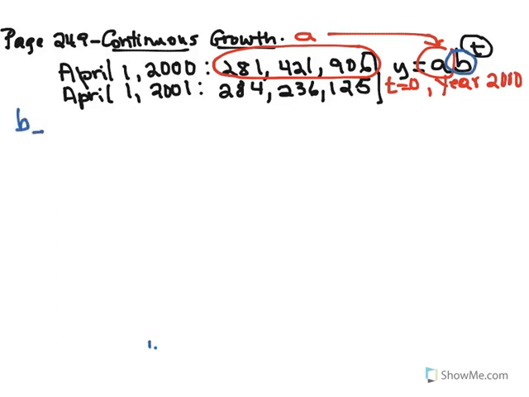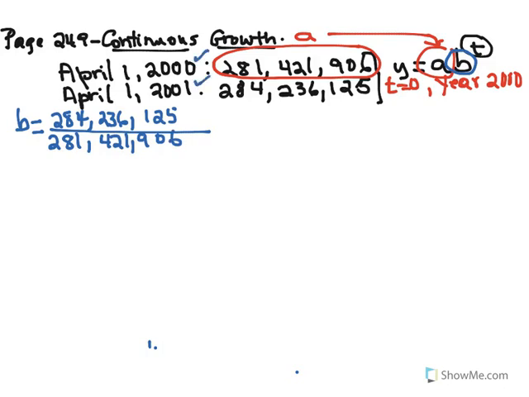Now, remember that b is your annual growth factor, and b is represented by the ratio of outputs connected to consecutive inputs. So if I divide the population in the year 2001 by the population in the year 2000, right? Remember that these are consecutive years, and you can do this in your calculator. You're going to get 1.01. This number right here is b, which is my annual growth factor.